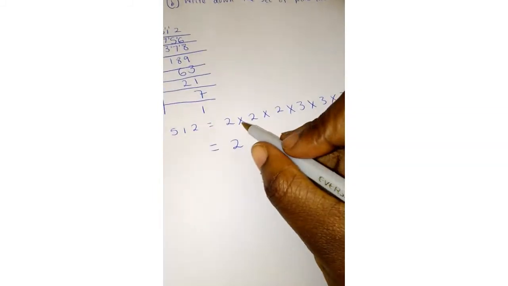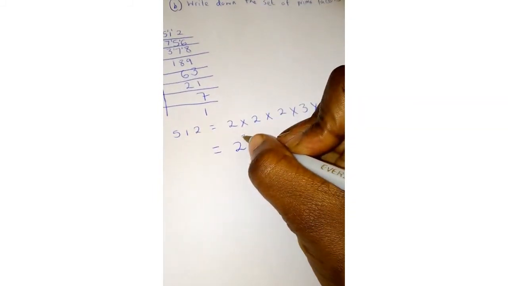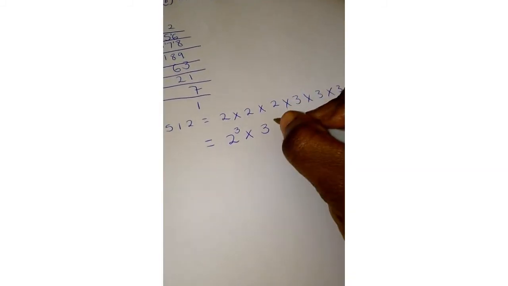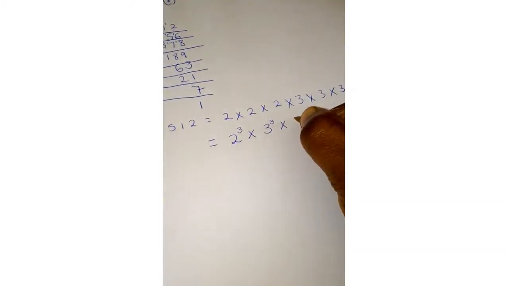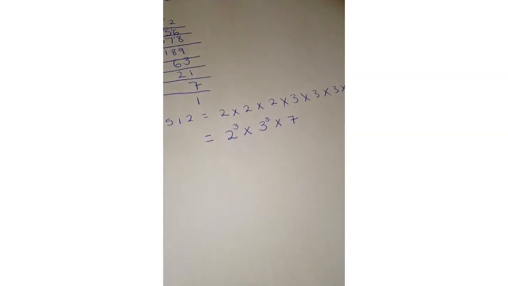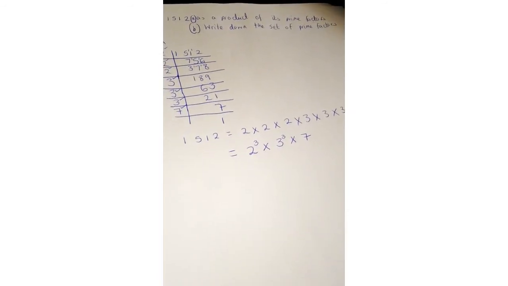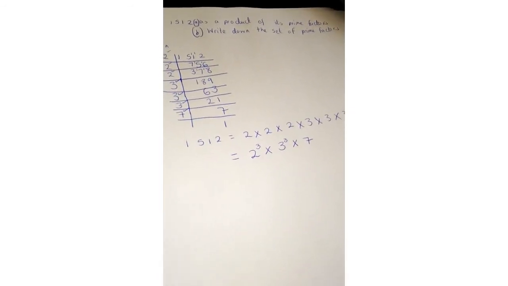And then in index form, this is 2 to the power of 3 times 3 to the power of 3 times 7. There's only 1 7. So this is how you write 1512 as a product of its prime factors.